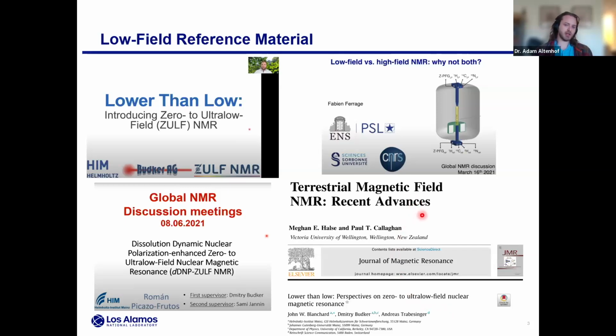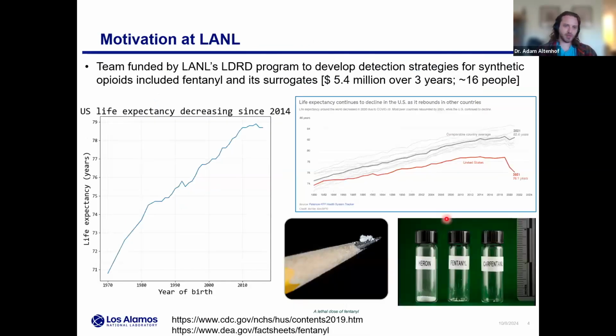Megan Hulse and Paul Callahan have done a lot of work in Earth's field NMR, so you can find a couple of book chapters from them, and more to come on that. I figured it'd be good to give some context as to why we're using these spectroscopies at Los Alamos, and really why I'm here today.